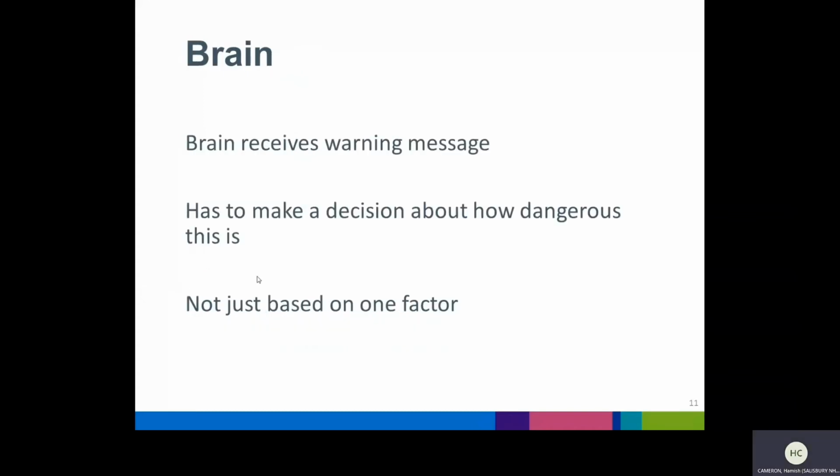So finally, that message goes up the spinal cord and it enters our brain. And our brain receives this warning message. But as we said, all that information is telling us is that there is some sort of danger in an area of our body. So it's up to our brain then to try and make a decision about how much of a threat this is. We said pain is there as a threat, as a warning system. So what our brain has to do is make a decision about the level of threat that it feels we're under. And it does that based on lots of different factors. It can't just do that based on one factor.